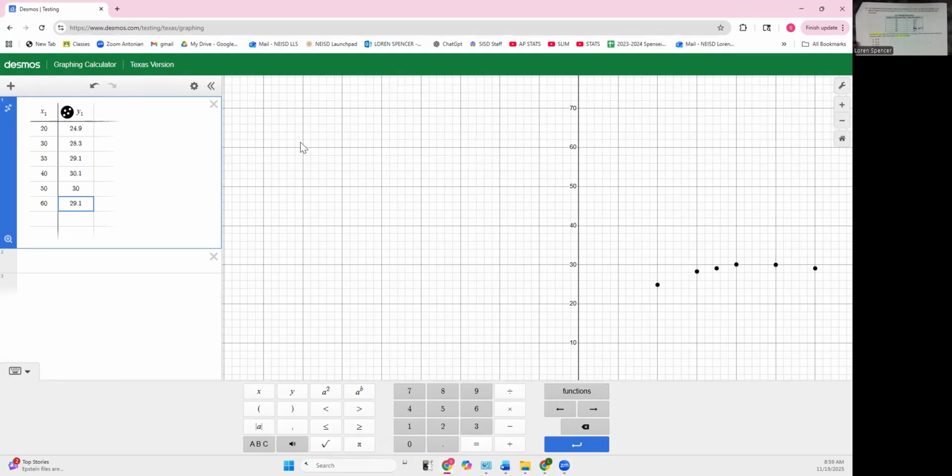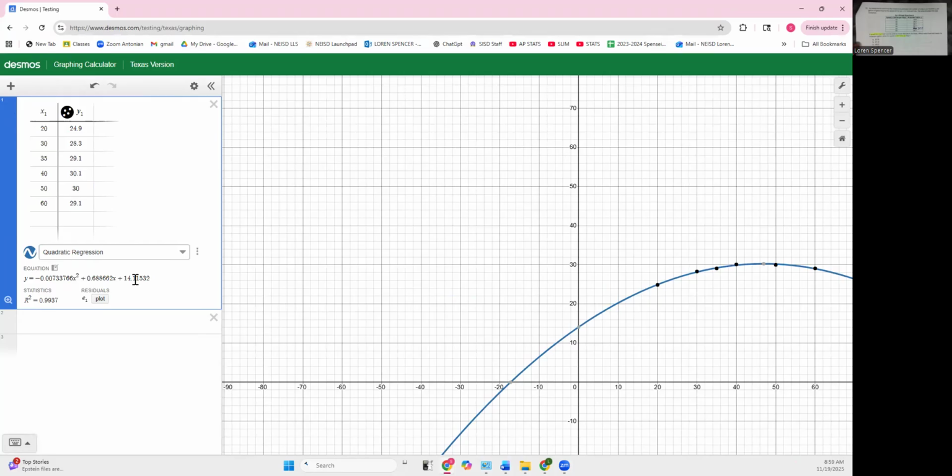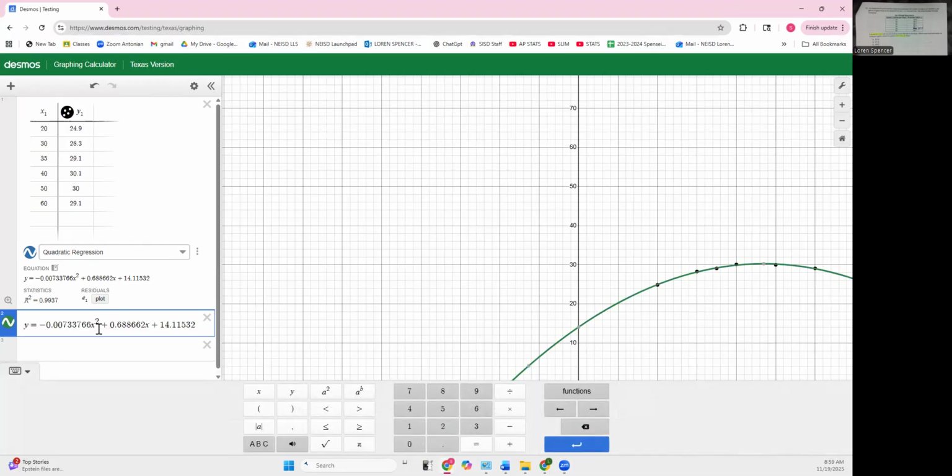I've done that, and I kind of see that I have a little bit of a curve there. But if I hit this button, the domino button, it goes, oh, linear regression. We don't want linear regression. We want quadratic. So we press the arrow, and the next one is quadratic, and there's our curve. Now, that's our equation right here. So I'll click that. It drops it in.